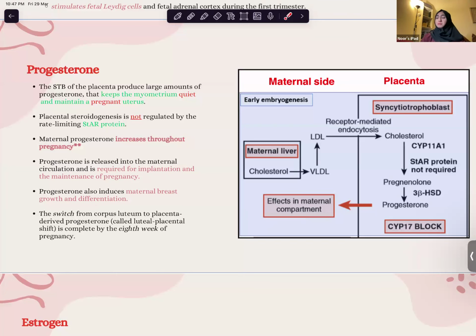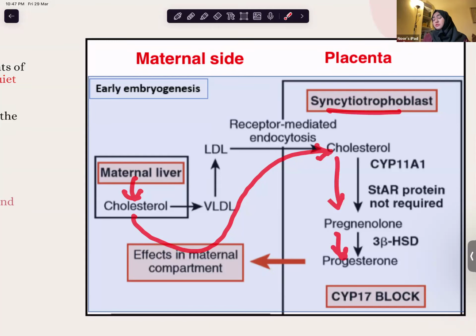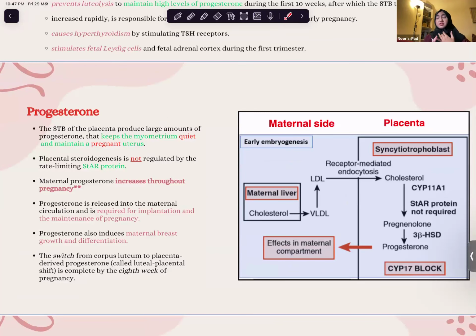So this is what you need to remember. Just to summarize, I know this picture might look tough, but remember the maternal liver releases cholesterol. That cholesterol is transported to the placenta, or the syncytial trophoblast. Cholesterol is converted to pregnenolone. Pregnenolone is converted to progesterone. It comes back and has its own effects in the maternal compartment, which is basically to keep the uterus or the myometrium calm and relaxed. Also, it is required for implantation and, most importantly, maintenance of pregnancy, and also breast development and growth.